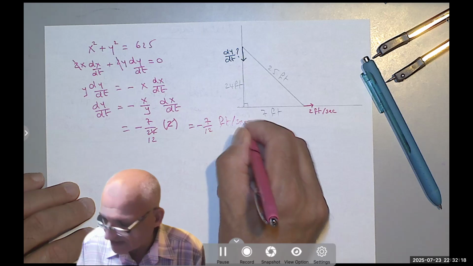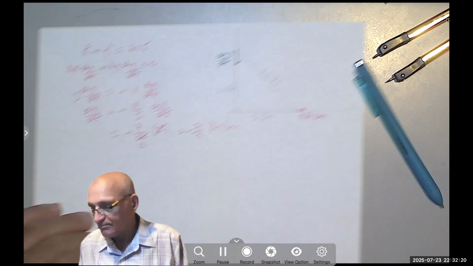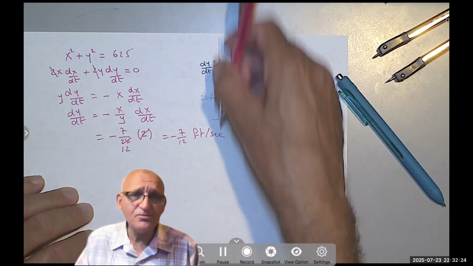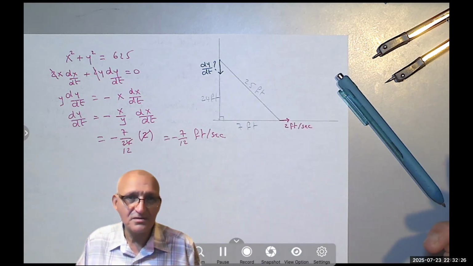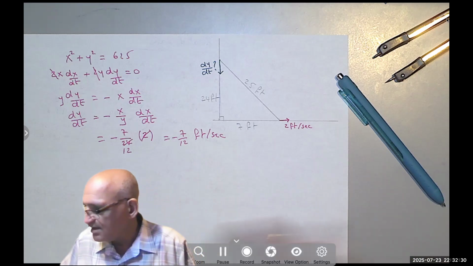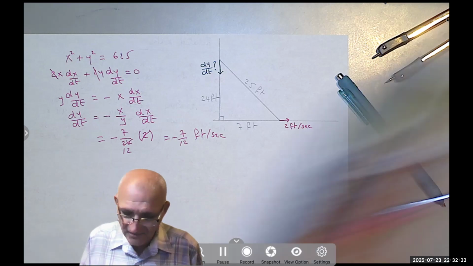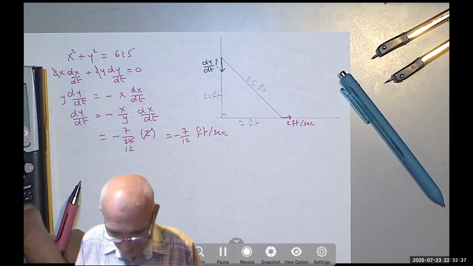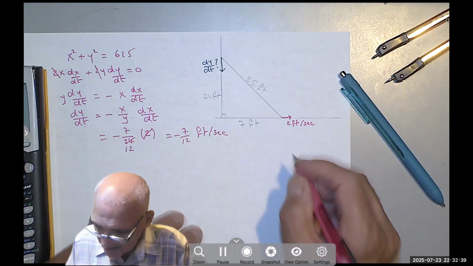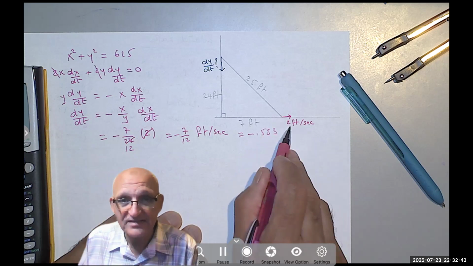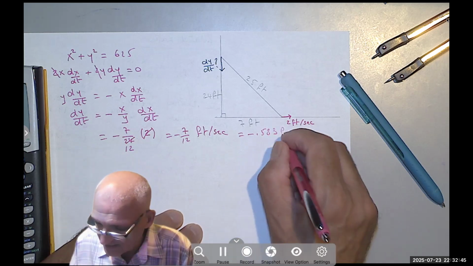What does the negative sign mean? If this is the positive x and this is the positive y, it says it's moving down, of course. Okay? You cannot have a positive value. And of course, 7 over 12, if you want to write it in decimal, that would be negative 0.583 feet per second.